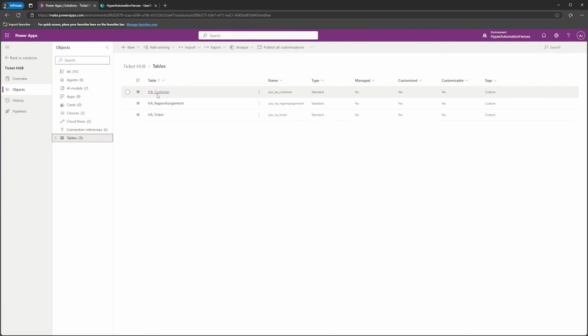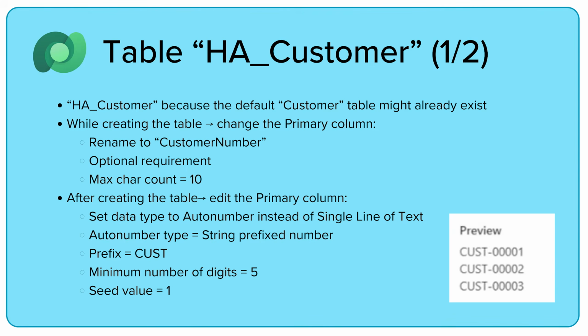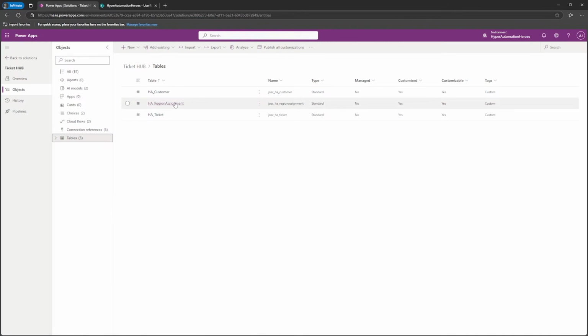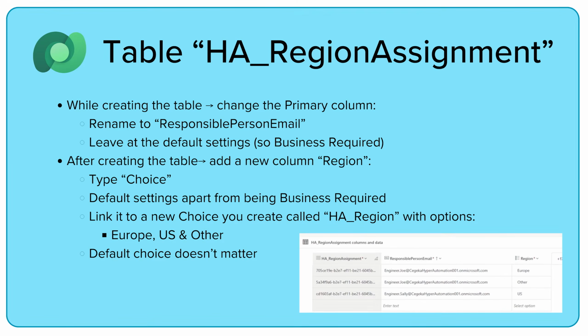So this is the customer table. I will show some details on screen now, should you have not seen those first episodes. But again, I highly recommend, if you want to follow along, start from the beginning. So the customer table, then we have a very simple region assignment table, and we are going to use this one to automatically assign tickets to a certain engineer based on which region the ticket is in.